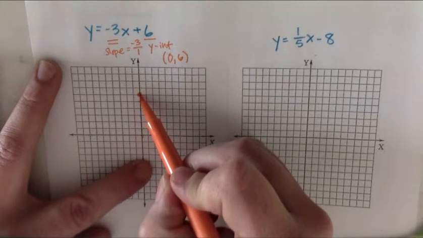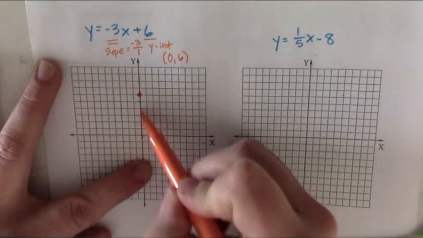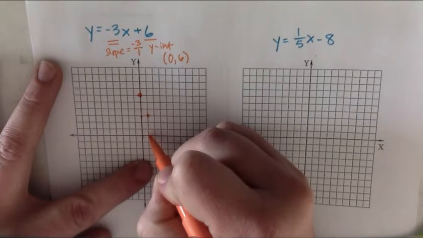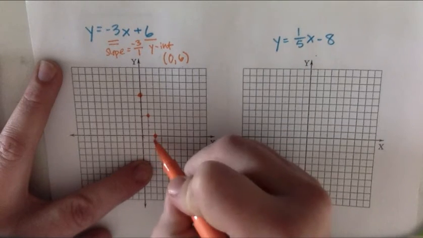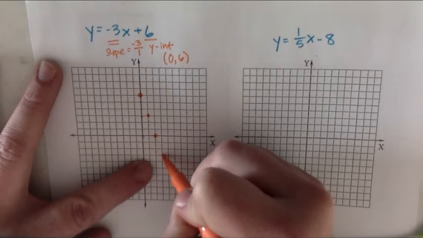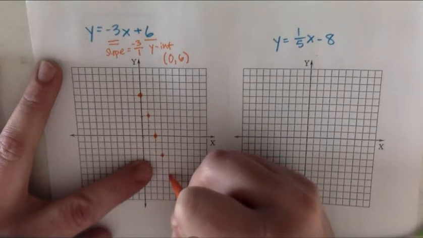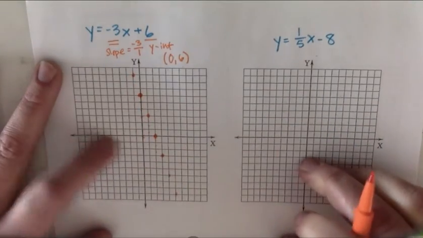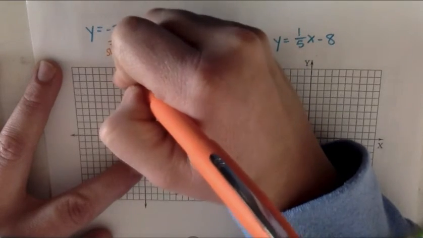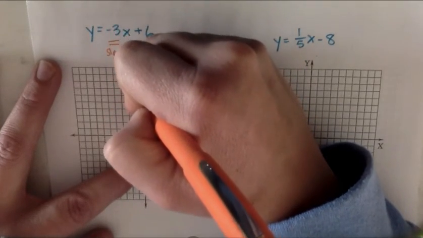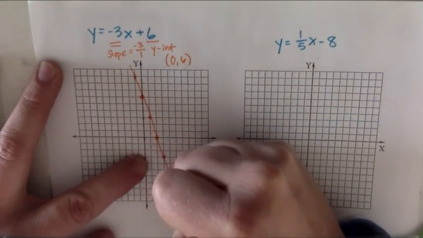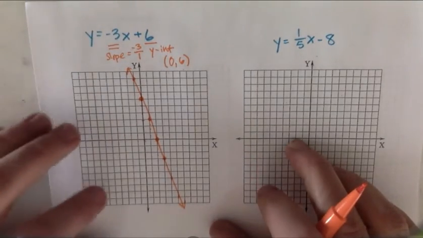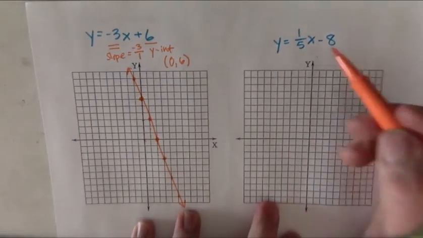So that means from this point of 6, I'm going to go down 3, 1, 2, 3, to the right 1, and make a point. Down 3, to the right 1, make a point. Down 3, to the right 1, and make a point. And I can continue this up and down this graph. So I can actually start to draw a line. Cool? Great. So we've made a graph given that information.